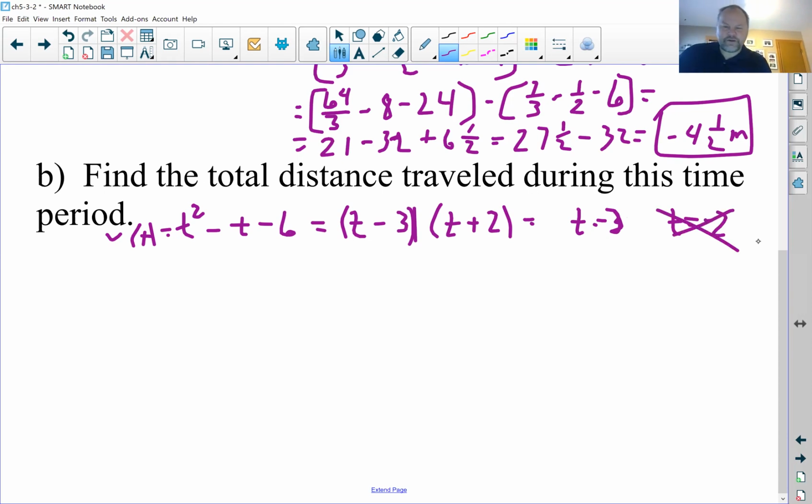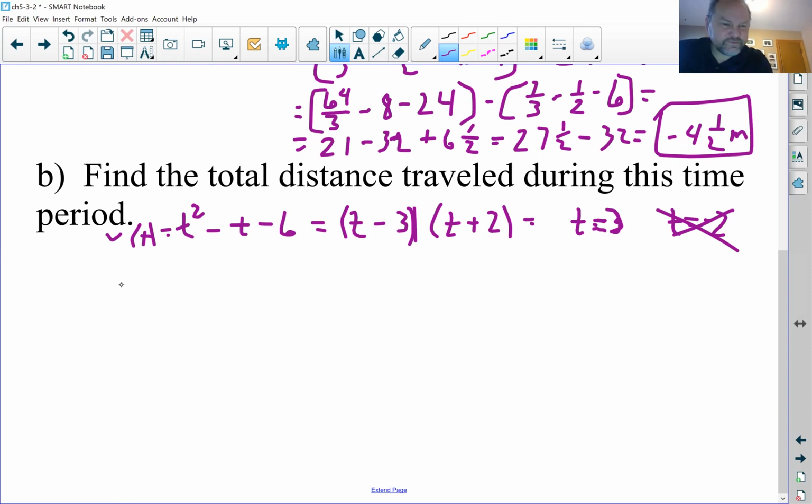That one's not on our interval. The 3 is. So if you think about that velocity function, it's a parabola. It's going to be negative between negative 2 and 3. And you can, again, you could justify that with a graph if you wanted.